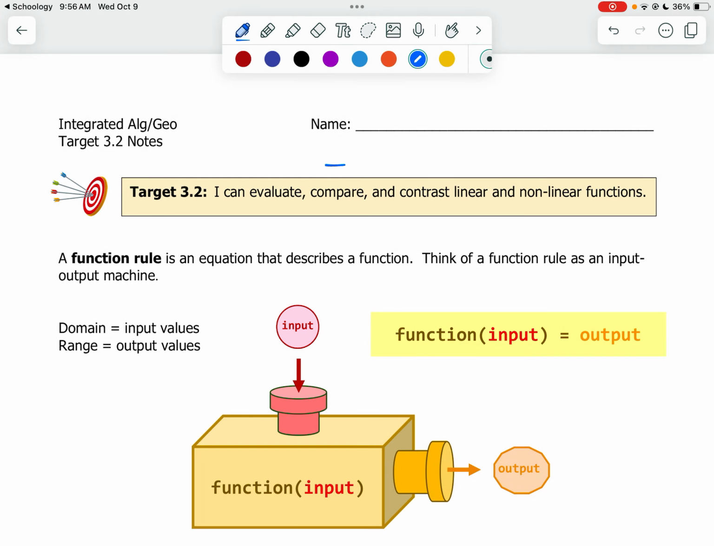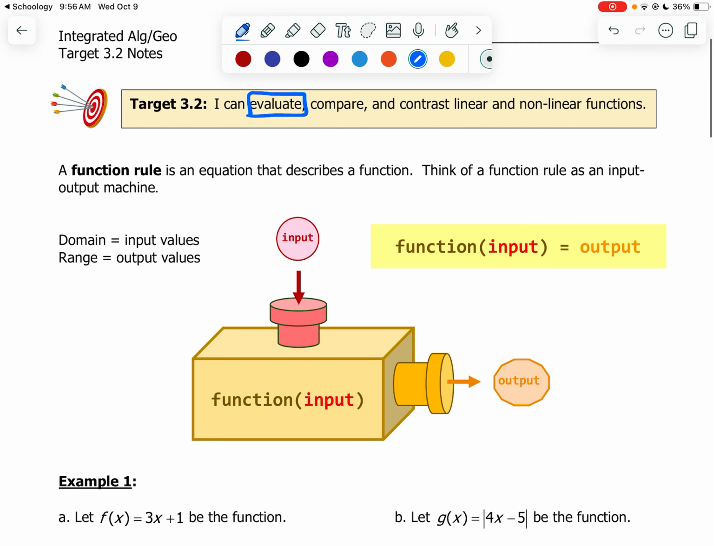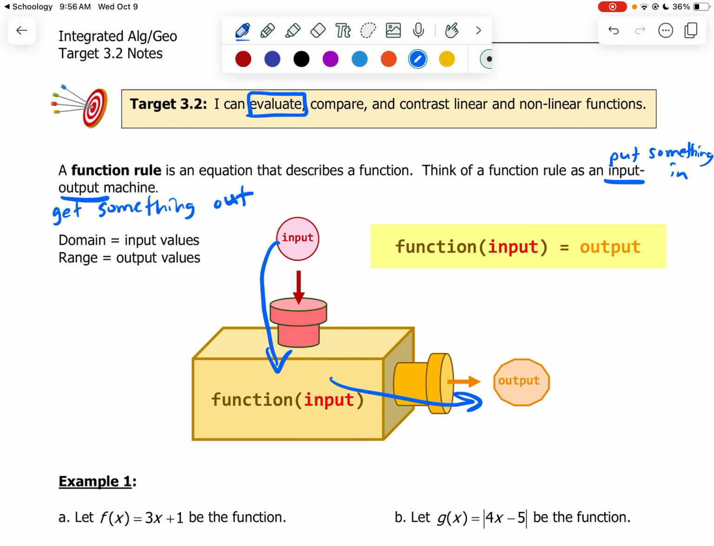All right, so we are going to talk about functions again. So we've been doing domain and range. So today we're going to talk about evaluating. Okay, so like actually solving for something. So a function rule is an equation that describes a function. Okay, it has an input and an output. Basically, you put something in and you get something out. Okay, you put a number in, you get a number out. So that's all this machine says, right? You put something in, you get something out. Okay, so you have an input and an output.